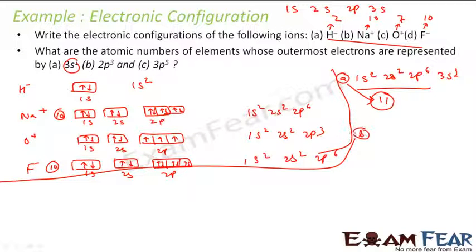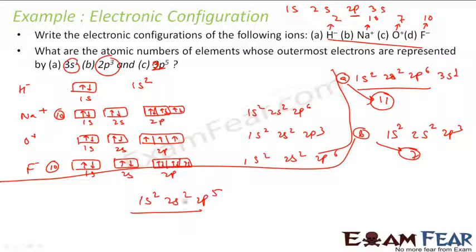Let's take B. For B it is 2p3. So before 2p3 I have 1s and 2s, they should be all filled. So I get 2p3. If you add 2 plus 2, 4 plus 3, 7. So this is atomic number 7. Similarly for the third it's 2p5, actually it's 2p5. So 1s2, 2s2, 2p5. Before this I have to fill everything. So this becomes 5 plus 2 plus 2, that is 9.